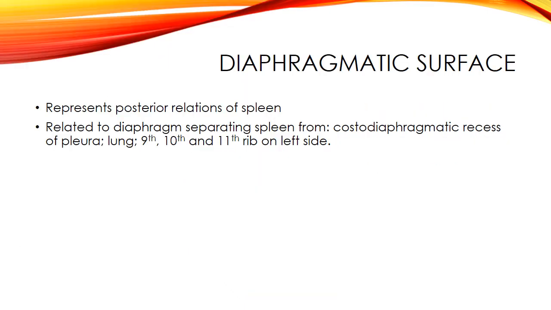The diaphragmatic surface, as we have said, represents the posterior relations of the spleen, and this is related to the diaphragm separating the spleen from the costodiaphragmatic recess of the pleura, the lung, and the 9th, 10th and 11th rib on the left side. So the diaphragmatic surface will have certain markings or impressions for the 9th, 10th and 11th ribs on the left side, and it is basically separating the spleen from the costodiaphragmatic recess of the pleura, the lung, and the 9th, 10th and 11th ribs through the diaphragm.